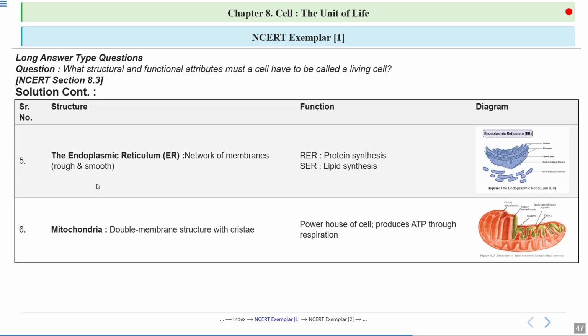Now the next one is the endoplasmic reticulum. It is a network of membranes, and there are two types of endoplasmic reticulum, rough and smooth. Rough endoplasmic reticulum is associated with ribosomes. So RER is involved in protein synthesis, and SER is involved in lipid synthesis. Next is the mitochondria, which is known as the powerhouse of the cell. It is a double membrane structure with cristae, and produces ATP through respiration. This is an image of the mitochondria, and above this is an image of the endoplasmic reticulum.